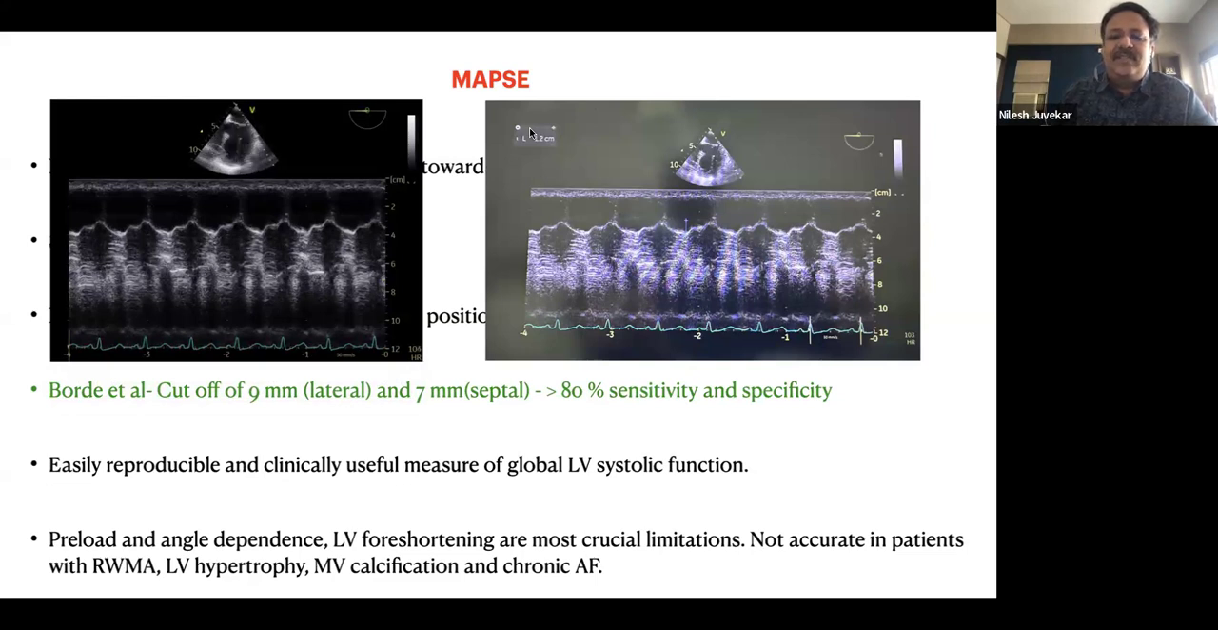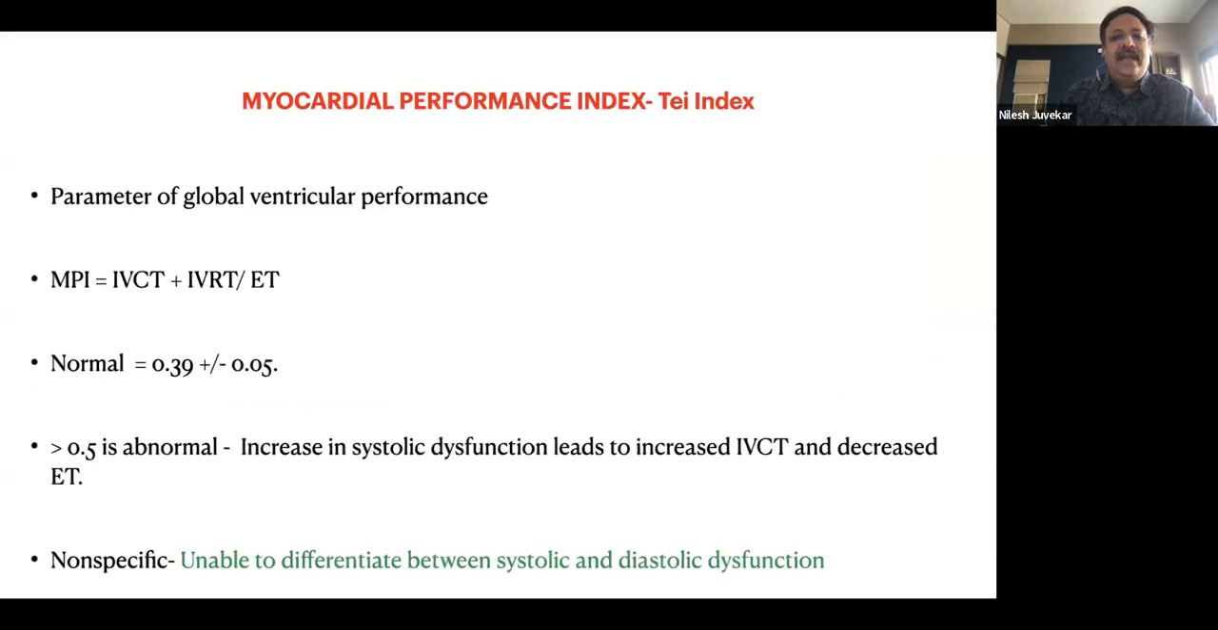So this is a poor man's GLS. Now, the advantage is that it is easily doable, but the problems are preload and angle dependence, LV foreshortening, and it is not accurate in patients with severe RWMA, LV hypertrophy, mitral valve calcification, and in chronic atrial fibrillation.